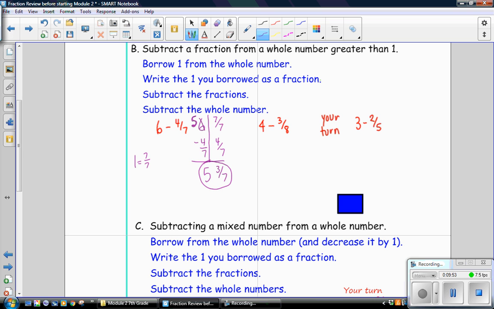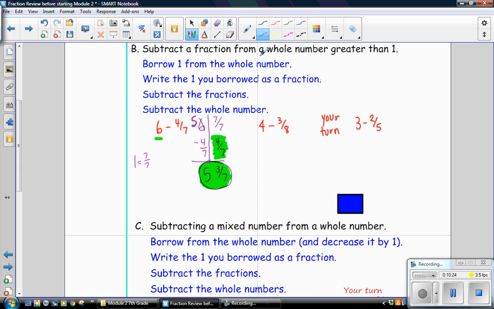You can always check to make sure your answer is correct by adding your answer to the original subtrahend. So what I mean by that is you can take this answer, 5 3/7, and you add the original subtrahend, which was what you were subtracting. So 4/7 plus 3/7 is 7/7. 7/7 is 1. Add that to the 5, and you get 6.